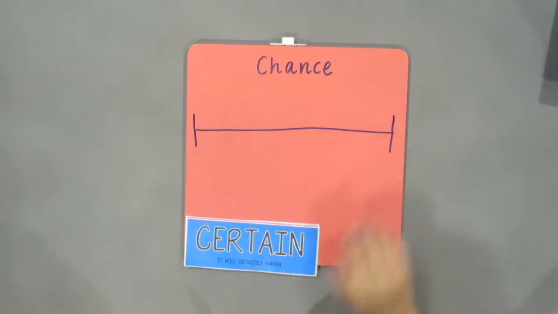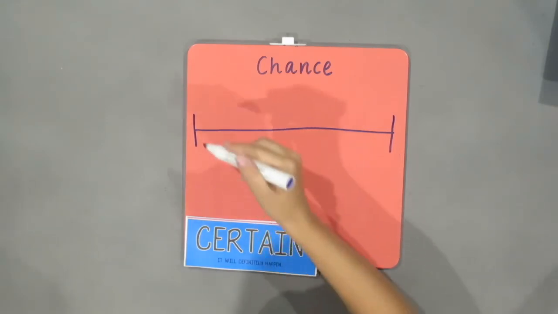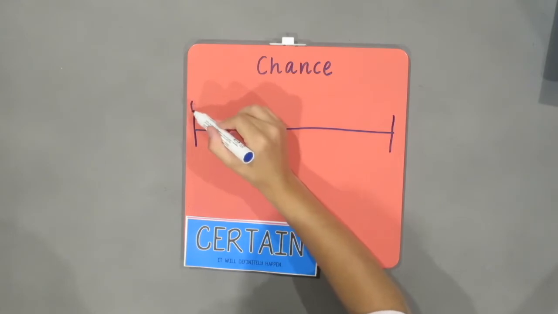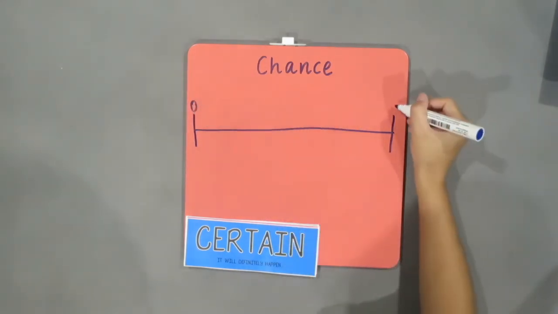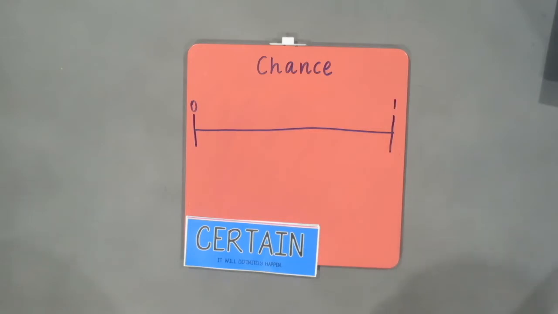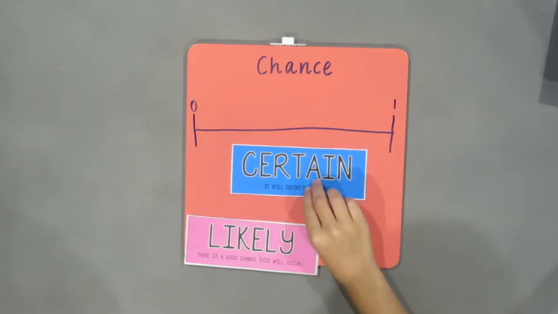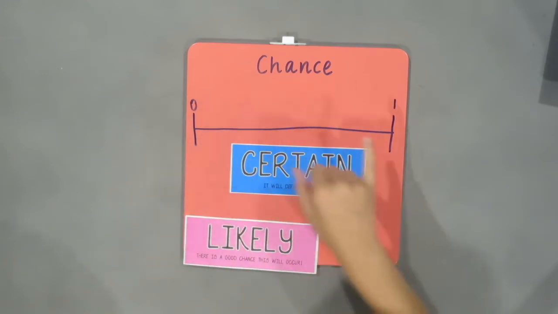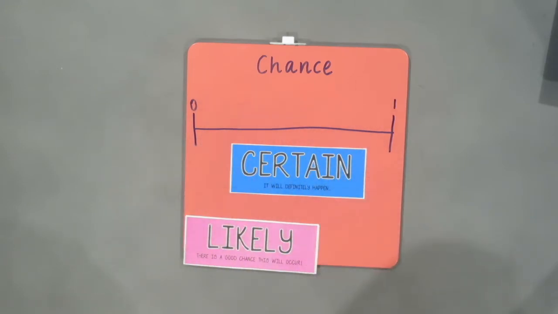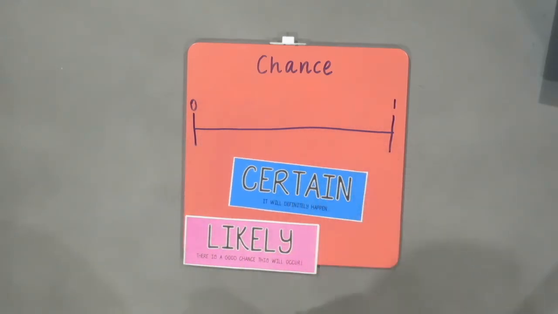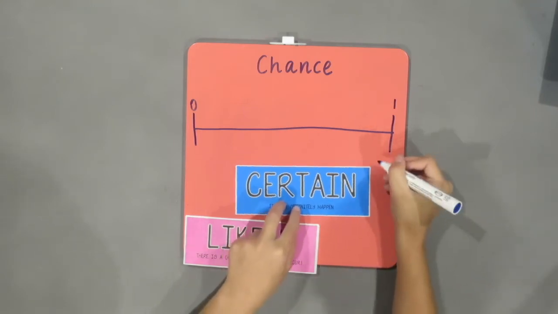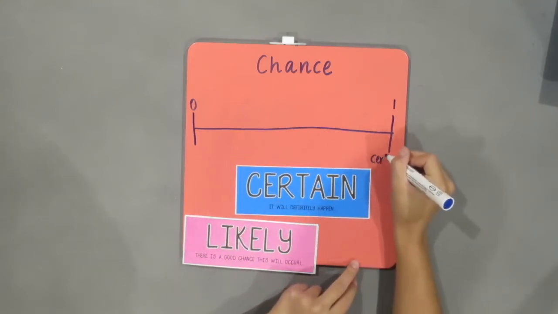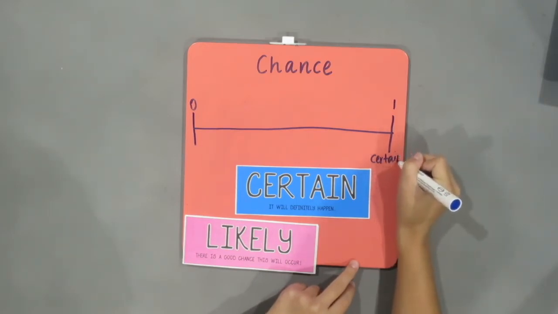This is our number line of chance, how likely it is for something to happen. So just like we did with fractions, I had 0 at one end and 1 at the other end. So I've got a whole. Where would I put certain on this number line of 0 to 1? If you said just underneath the 1, you are absolutely correct. Certain would be at the top of our number line.